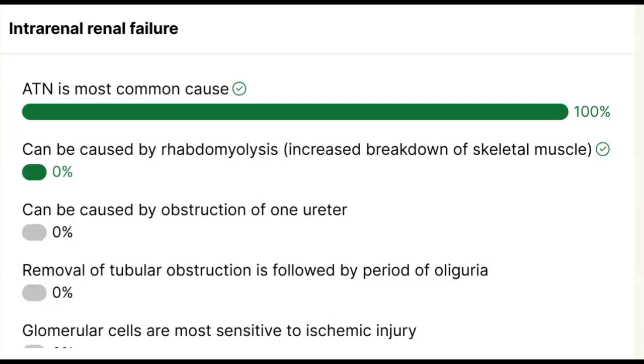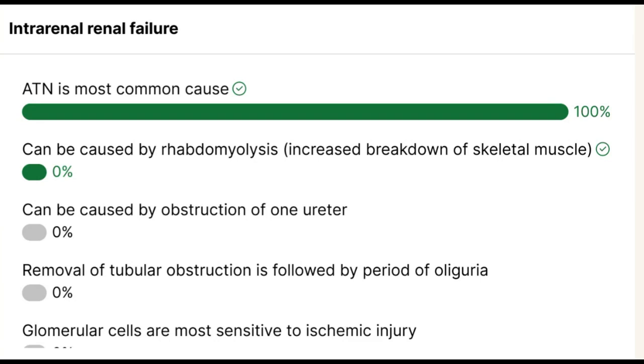Rhabdomyolysis, well, let's break down the term. Rhabdomyo basically means something related to the skeletal muscle, and lysis means breakdown. So rhabdomyolysis is basically increased breakdown of skeletal muscle. This can happen in, for example, severe injuries in crush syndrome, a car accident, or whatever. So in this case, you're releasing a lot of the compounds that are present within the skeletal muscle. And the compound that is of interest for renal dysfunction is myoglobin, and it is something that can cause renal failure.